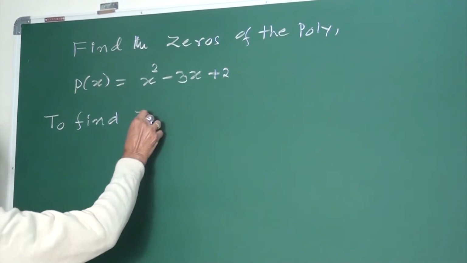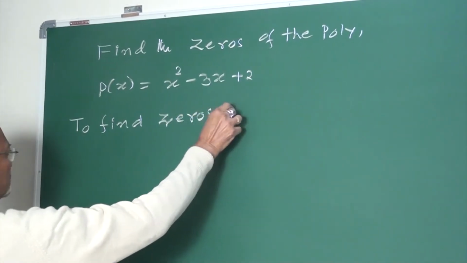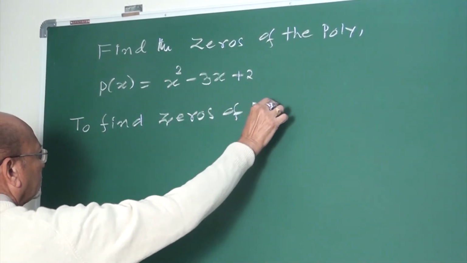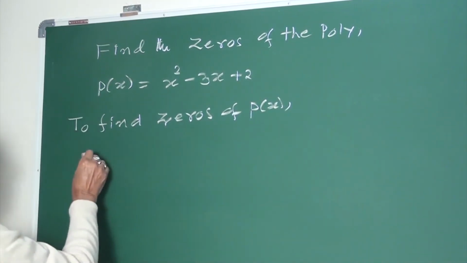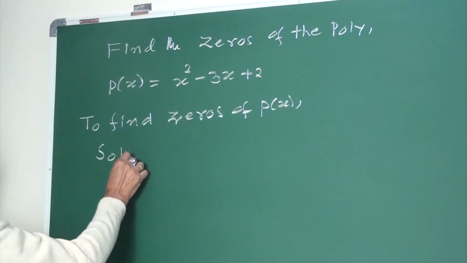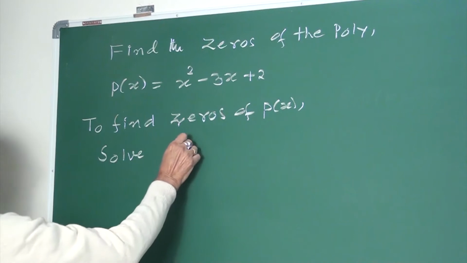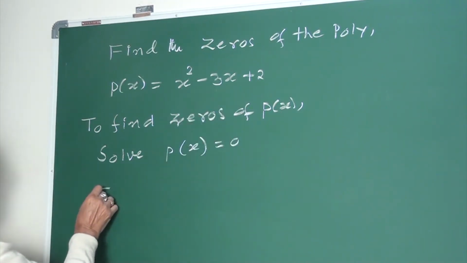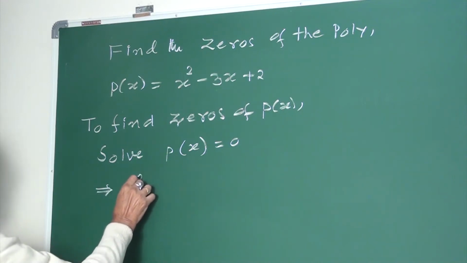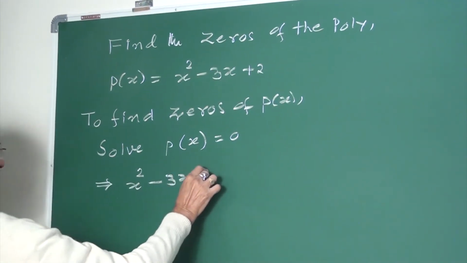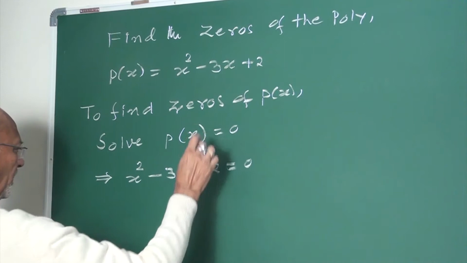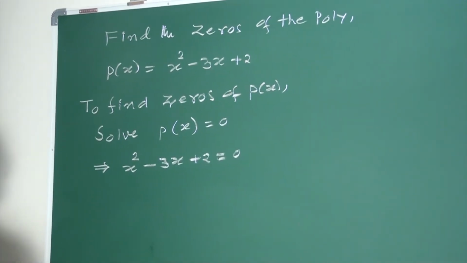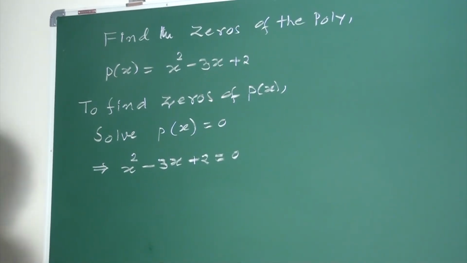To find the zeros of p(x), solve the equation p(x) equal to 0, which means you put that polynomial equal to 0. This gives x square minus 3x plus 2 equal to 0. Yes, my friend, you have to find the factors of this.